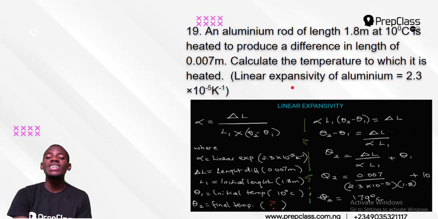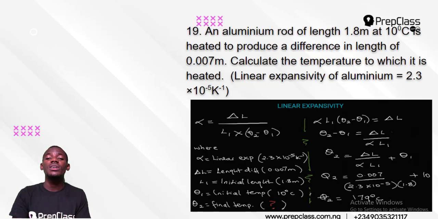The formula for linear expansivity is: linear expansivity equals change in length over length times (temperature 2 minus temperature 1). In my question, the linear expansivity is 2.3 times 10 to the power minus 5. The change in length, the extension, is 0.007 meter, and the initial length is 1.8 meter. They are all given in the question. Then my initial temperature is 10 degrees Celsius, so I am to find my final temperature.